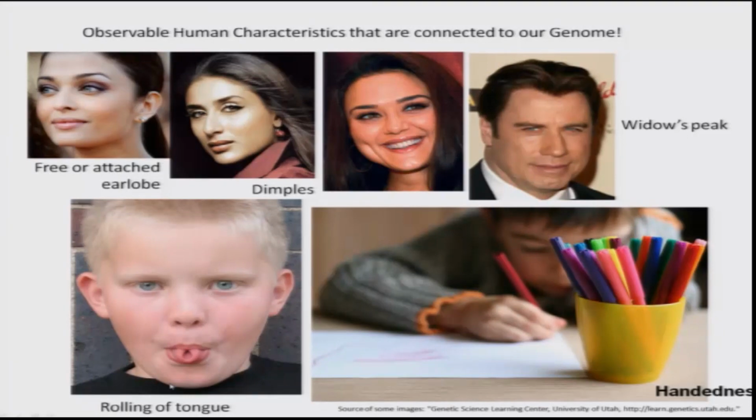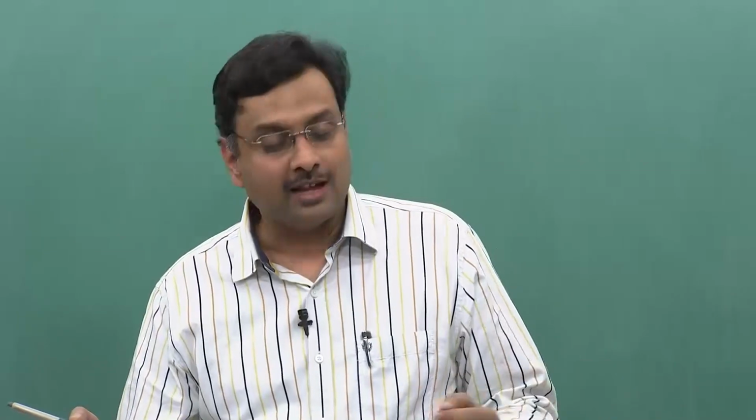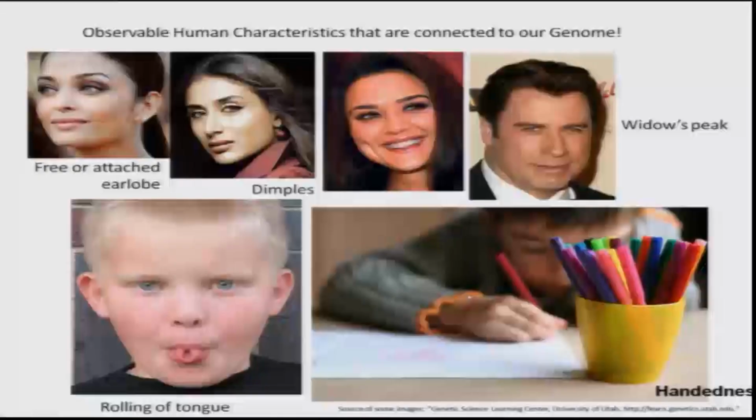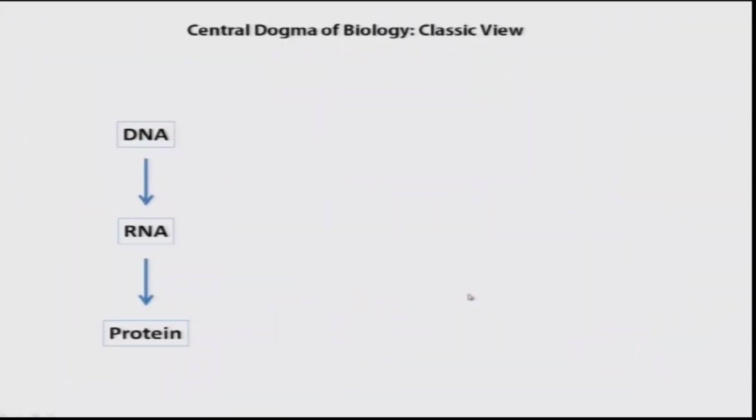It need not be that all these phenotypes that you see are regulated by one particular gene, but it could be a combination of them. But what is understood is that the genetic makeup of your body contributes to whether or not you are able to roll your tongue, whether you have a free or attached earlobe, whether you have dimples and so on. Even handedness, whether you are at ease using your left hand or right hand, is believed to be contributed by genes. So that's pretty much what you call genotype and phenotype correlations.